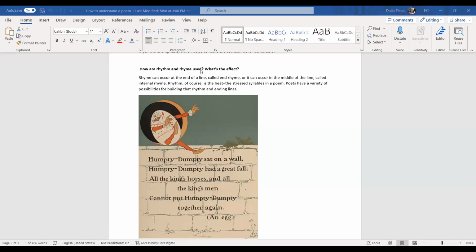So do not mix up the rhyme and the rhythm. The rhythm is the music inside the line, the syllables. It's all about the stressed syllables in the line. The words at the end are called the rhyme. So the rhyme are the words at the end. You see the same sound: wall, fall, all, men, again. Okay, so wall, fall, all is rhyme.